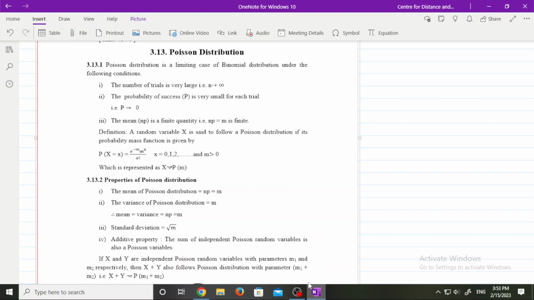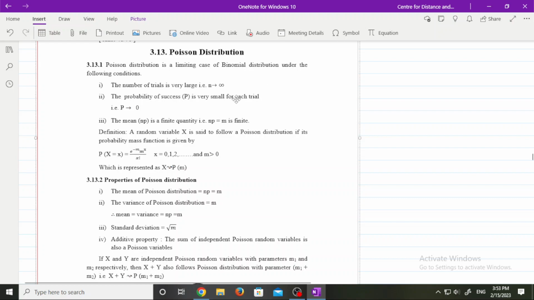Today we are going to learn Poisson distribution. In the previous lecture we studied binomial distribution. This Poisson distribution is a limiting case of binomial distribution which has some conditions.